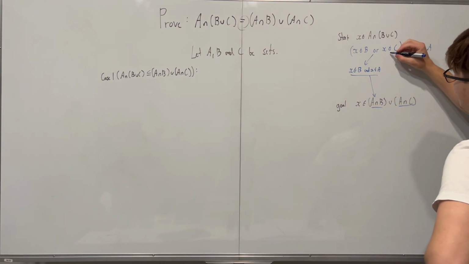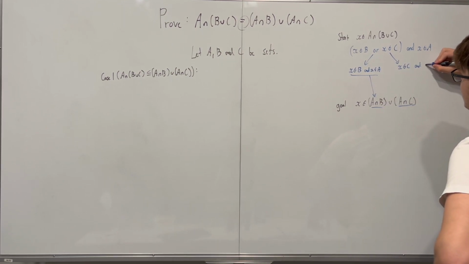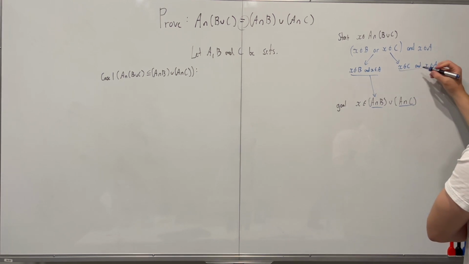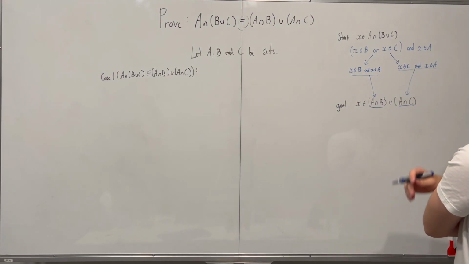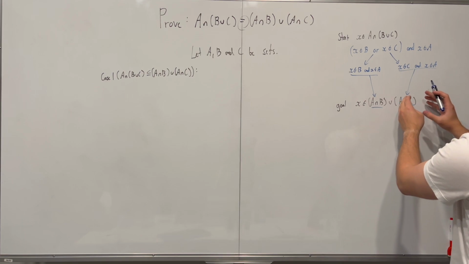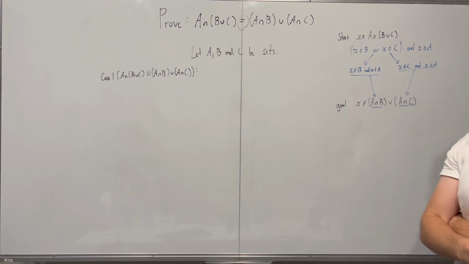Okay, fantastic. The second case is going to be if x is in C and x is in A, because x is still going to always be in A, then we can say that it's going to be, of course, an element of A intersect with C. And if it's an element of A intersect with C, then it'll be an element of A intersect with C unioned with anything, right? So, okay, this is the sketch of our proof. Let's go ahead and put this into words.